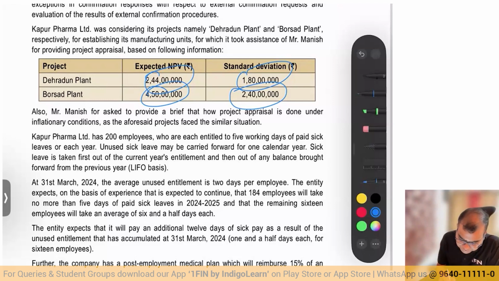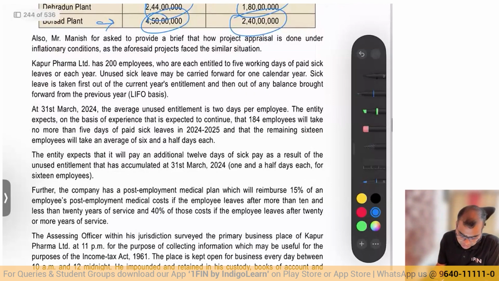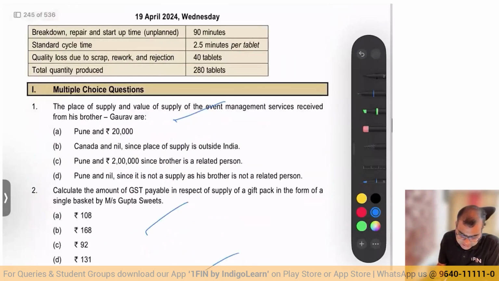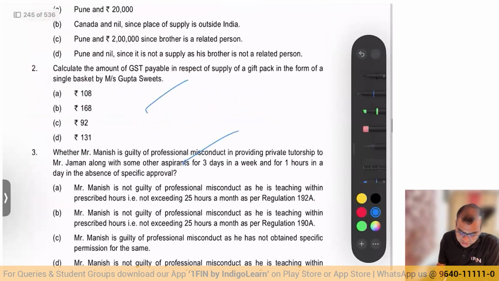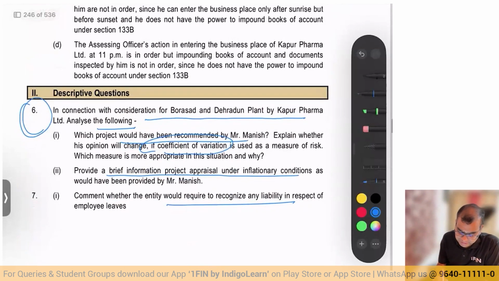On the face of it, the Borsat plant is giving more NPV. Now, have they said whether risk averse or not? No, nothing. So on the face of it, very clearly the Borsat plant is the one giving higher NPV. They should go with it. Explain if the opinion will change if coefficient of variation is used. What is coefficient of variation? Coefficient of variation is your standard deviation divided by expected NPV.